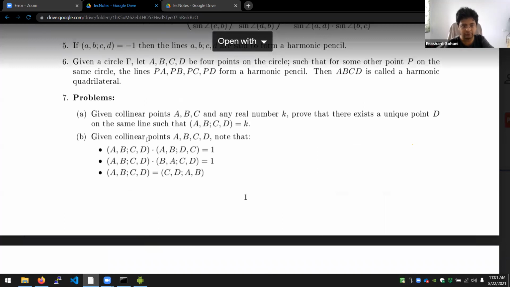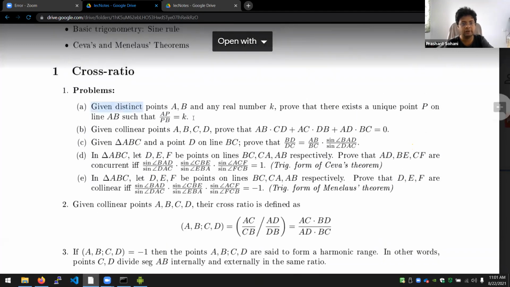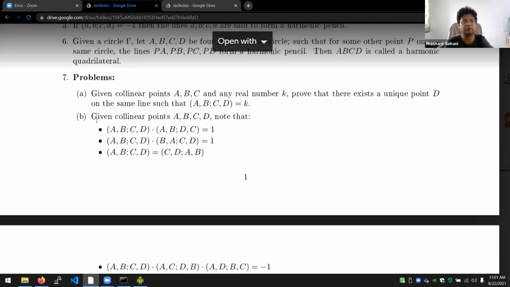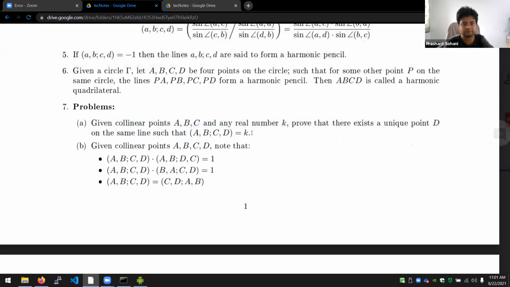Unfortunately, we are out of time, because I would also have liked to spend some time explaining the implication of A and B. Point A is simply an extension of this problem. Question 1A, which we did, said that if you have any 2 points, then the ratio AP upon PB uniquely defines a point on that line. In the same way here, if you have 3 points, then the cross ratio defines the 4th point uniquely. So it is just an extension of that.